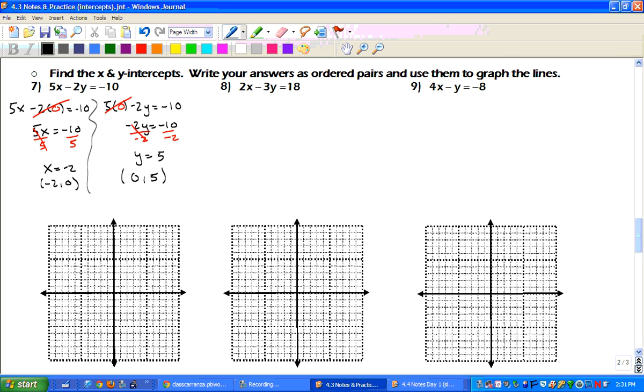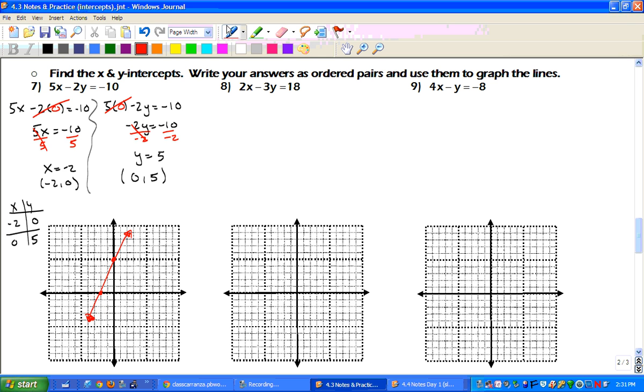Now, you can do one of two things. You can write your points like that. Another way is to make a little mini table so you know that we have the points -2, 0 and 0, 5. Okay, but now what we're going to do is graph those. So my first point at -2, 0. My second point at 0, 5. Draw a line. Add your arrows. And that's it. Okay, so nothing too new right there.